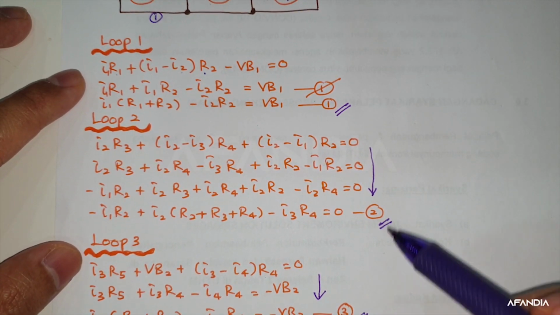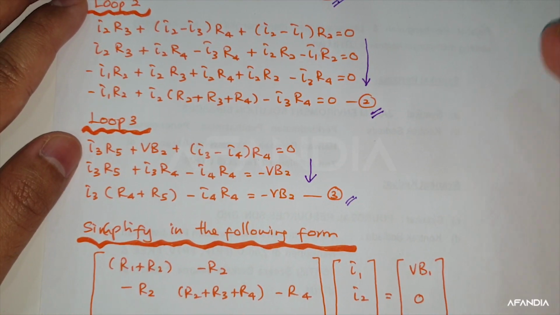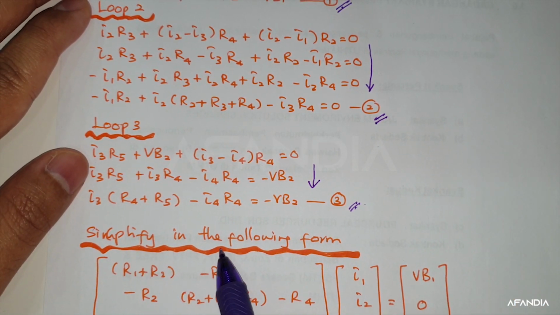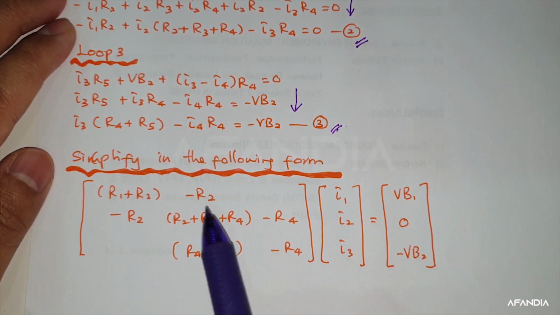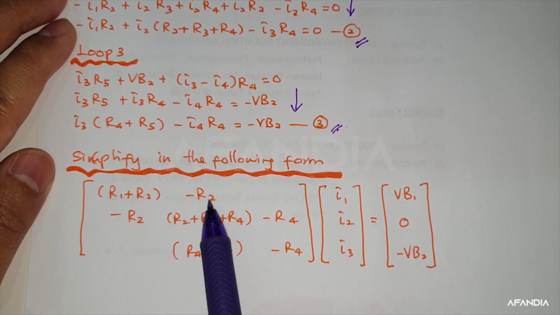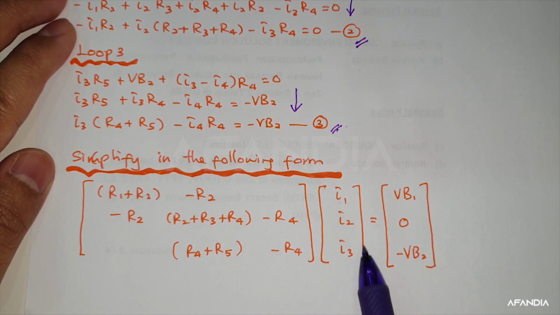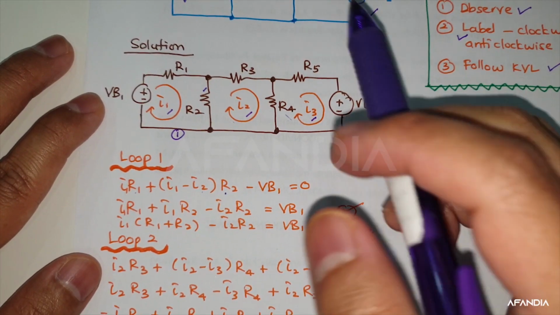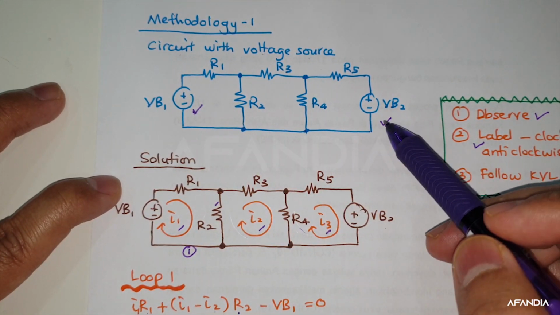Right? So once you have equation 1, equation 2, as well as equation 3, you can simplify by writing in matrix representation. That's why you can have R1 plus R2, minus R2 for your I1, and then this is your I1, I2, I3, and this is your VB. So this is the first methodology, if you have to deal with a circuit with voltage sources, this one and this one.